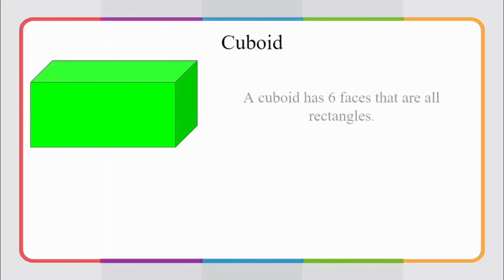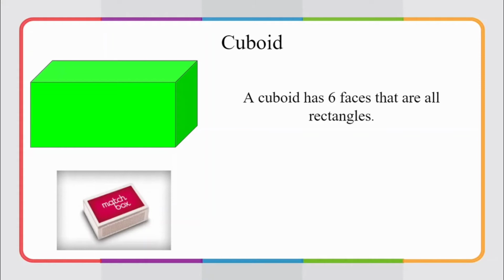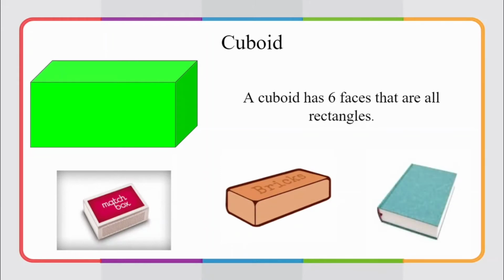Now this is a cuboid. A cuboid has 6 faces that are all rectangles. As a cuboid has all sides rectangles, which is a plane surface, it can only slide. Here we have a matchbox with 6 faces. They are all rectangles. We also have a brick in the shape of a cuboid, and a book is also a good example of a cuboid.